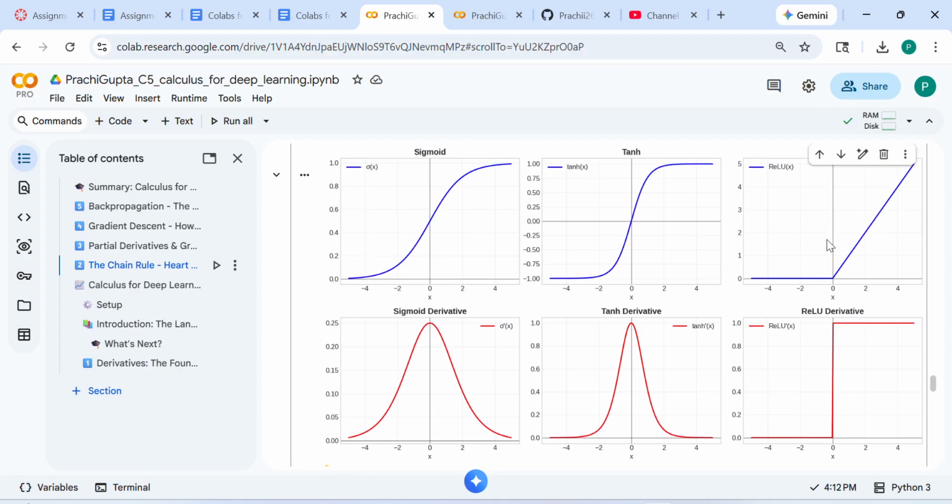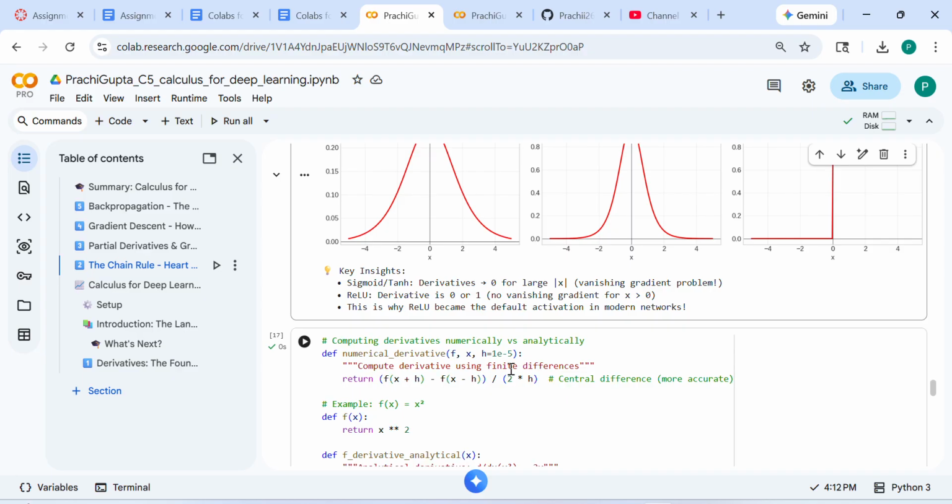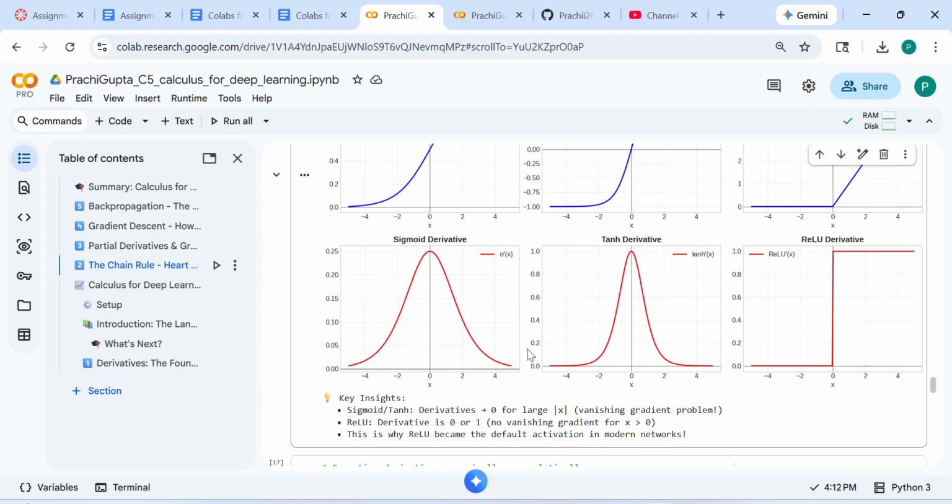So why does this matter? The derivative tells how strongly the gradient passes backwards. Sigmoid and tanh can saturate, so their derivatives become tiny, causing vanishing gradients. But ReLU is either passing the gradient with a slope of 1 or blocking it, that is a slope of 0. So it's either 0 or 1, and that's why it's better than these two.